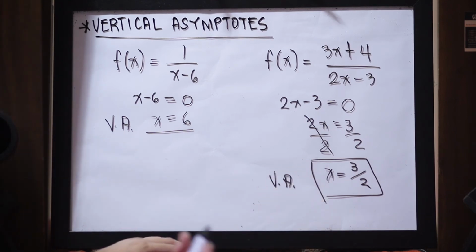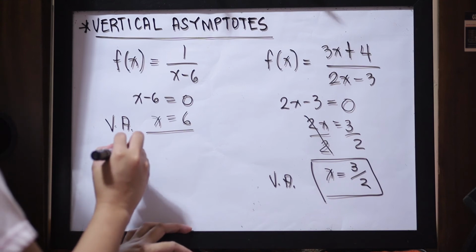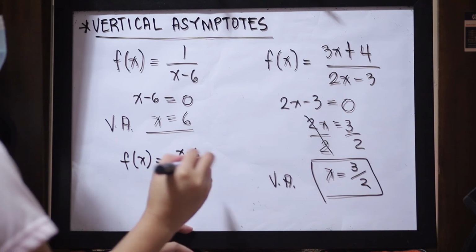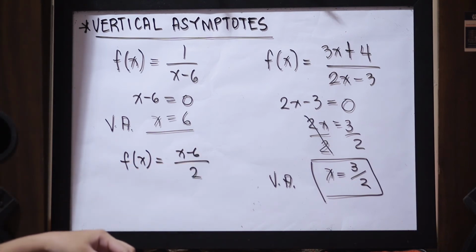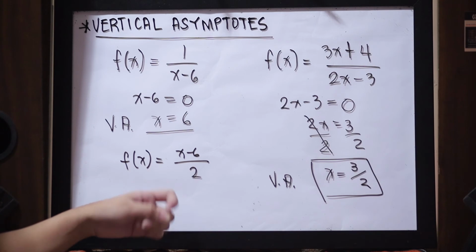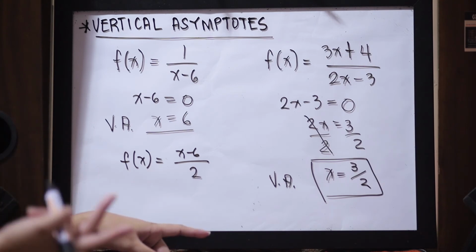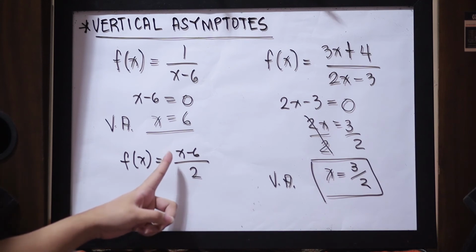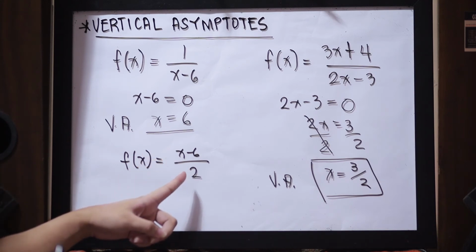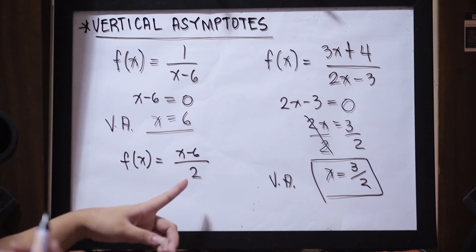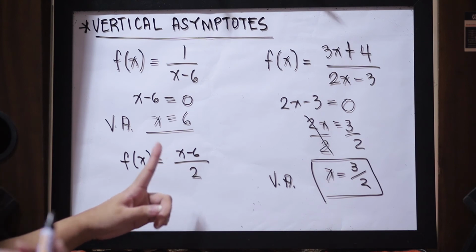And if you will ask me, ma'am, paano po pagka the given function is f of x is equal to x minus 6 all over 2? Paano po kukunin yung vertical asymptote for this one? For this one, kung sasabihin nyo sa akin, ma'am, rational function siya kasi may numerator tsaka may denominator. The numerator is a linear function and the denominator is a constant function. Yes, tama naman kayo sa part na yon, pero sa math, kino-consider to na linear function.